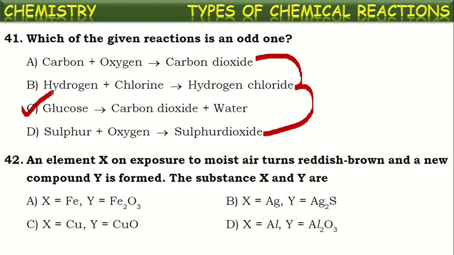Okay. Next, an element X on exposure to moist air turns reddish brown and a new compound Y is formed. The substances X and Y are. Yes, we have studied about this. When iron is exposed to moist air, it turns reddish brown and a new compound, rust, is formed, which we say is ferric oxide, iron oxide. So here X is iron and the reddish brown colored substance formed is iron oxide. Y is iron oxide. X is iron, Y is iron oxide. It is correct.